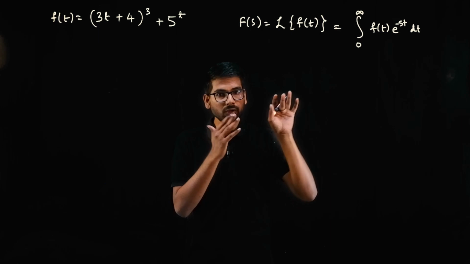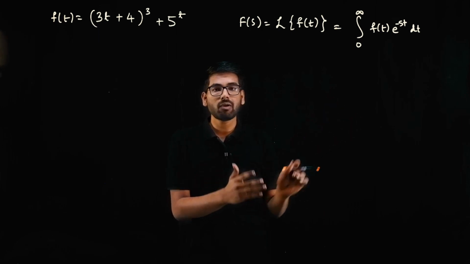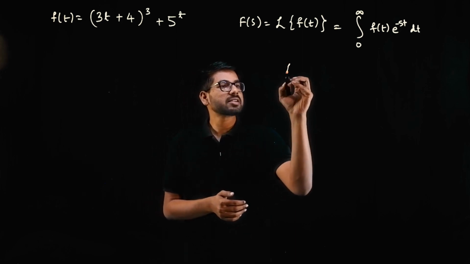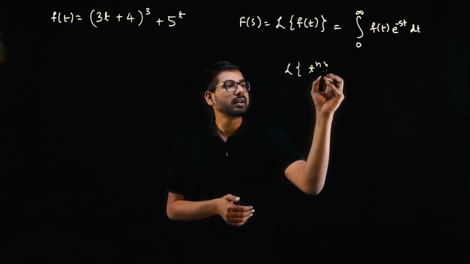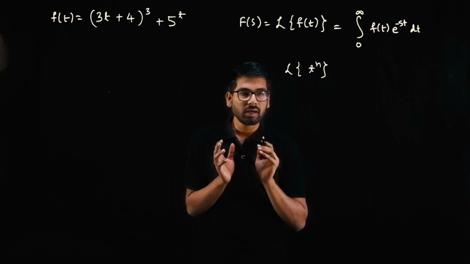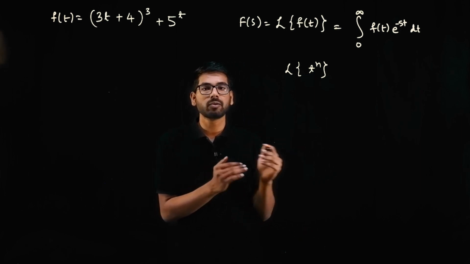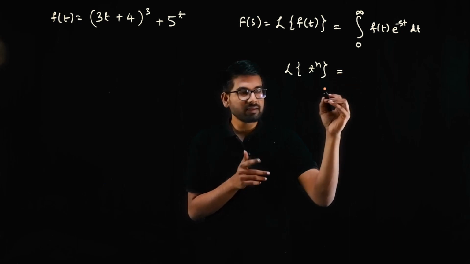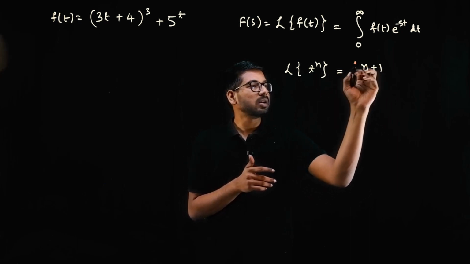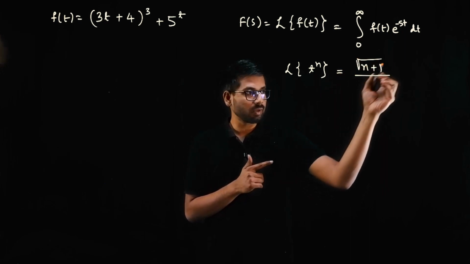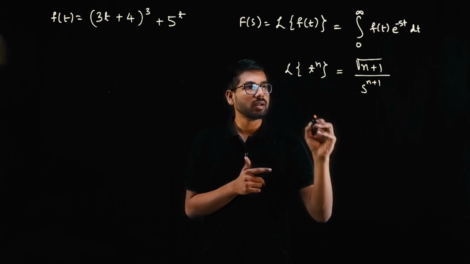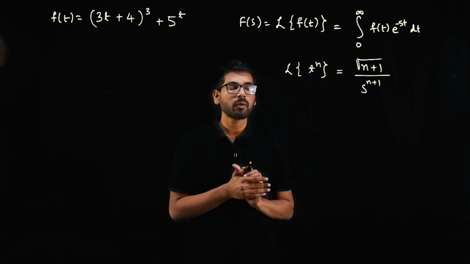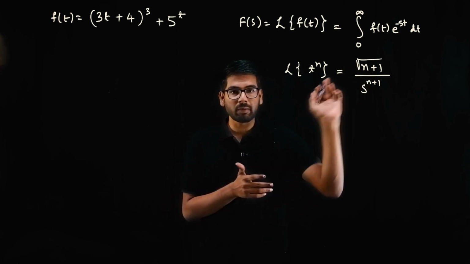But we actually don't need to integrate anything here because we have already listed basic Laplace transforms, such as the Laplace transform of t power n. So if you have a term t to the power 3, t cube, t square, something like that, so t to the power n in general, the Laplace transform of this is gamma of n plus 1 by s power n plus 1. This is not square root, this is the gamma function.